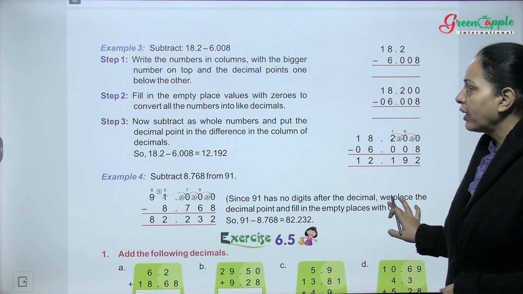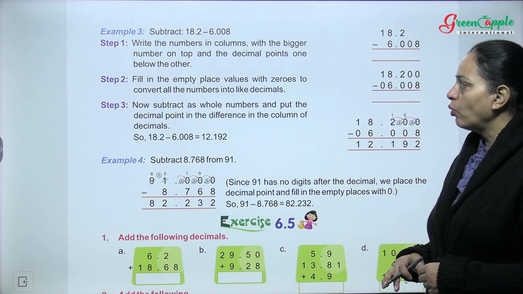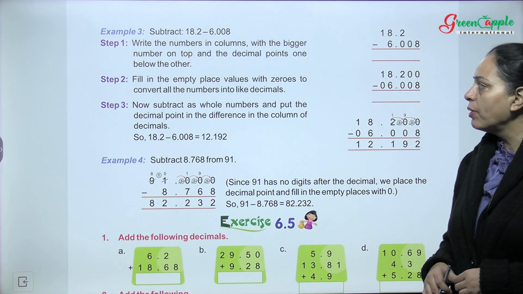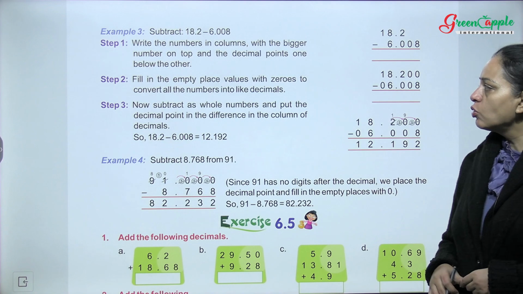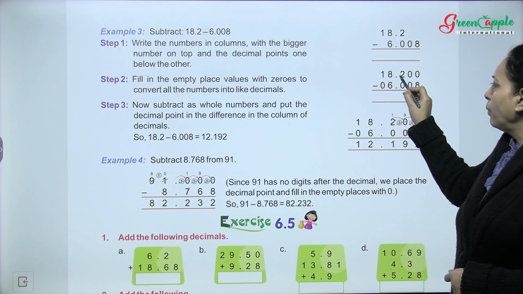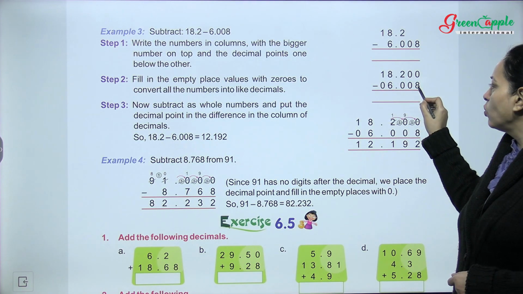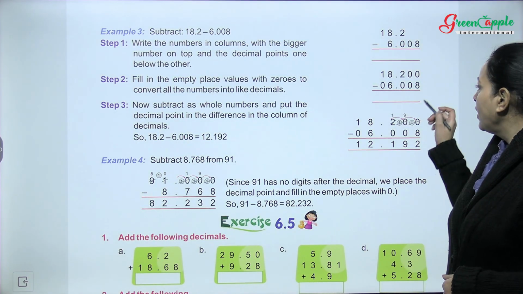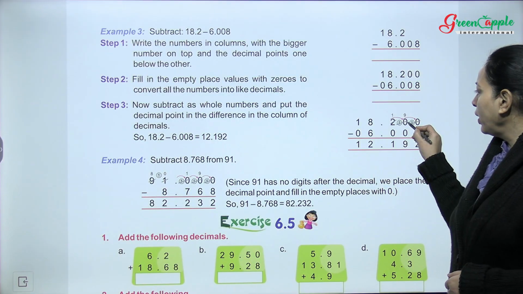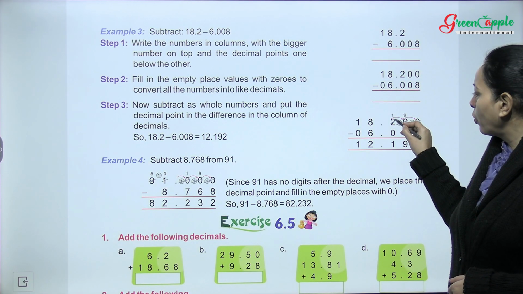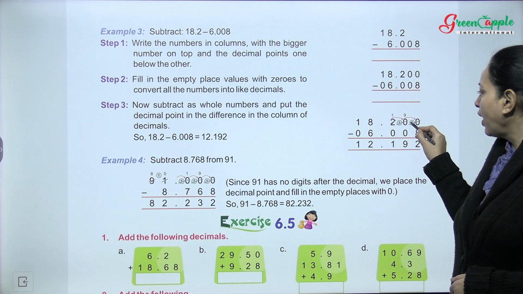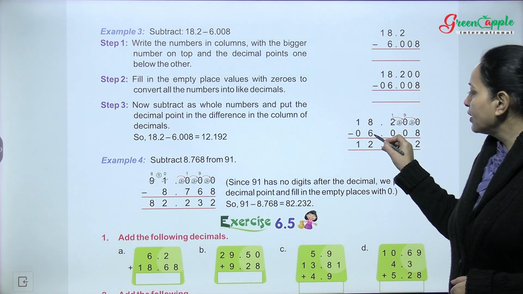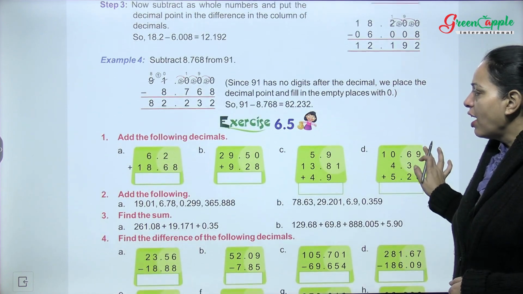Now example 3, subtract 18.2 minus 6.008. So first convert into like decimals. So write the number in column with the bigger number on top and the decimal points one below the other. So now here 18.2 we can write 18.200 minus 6.008. Now start doing subtraction, जैसे हम simple whole number को subtract करते हैं. Here 0 minus 8 not possible. Borrow करेंगे, but this is already 0. तो पहले ये borrow करेगा 2 से. This becomes 10. Now it becomes 9. So 10 minus 8 2, 9 minus 0 9, 1 minus 0 1. Now 8 minus 6 2, 1 minus 0 1. So this is the answer.